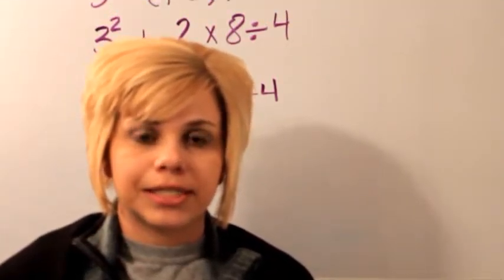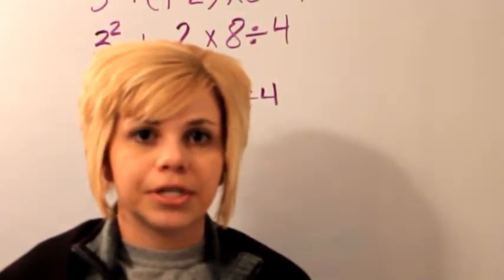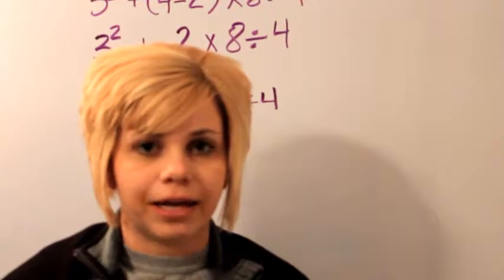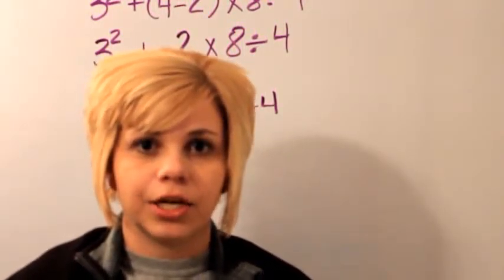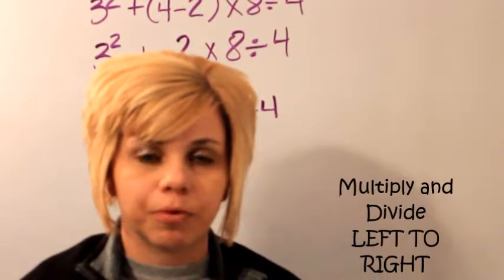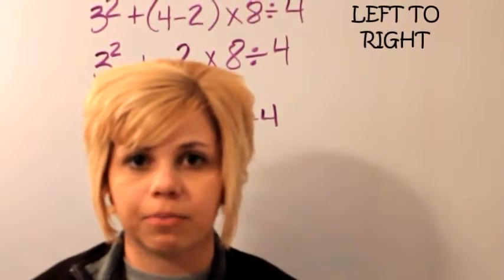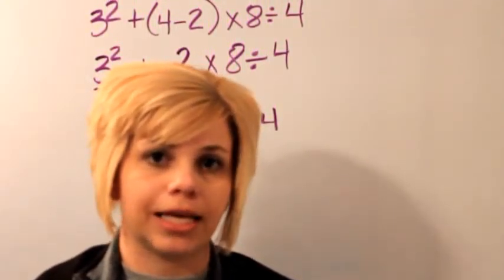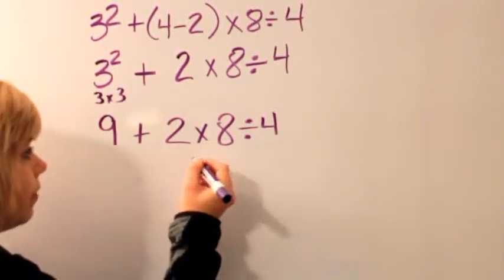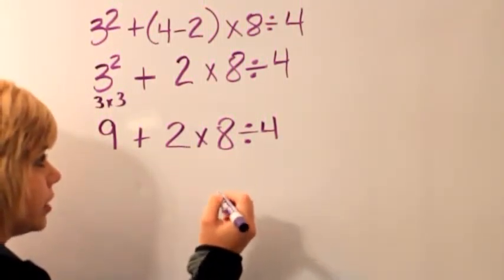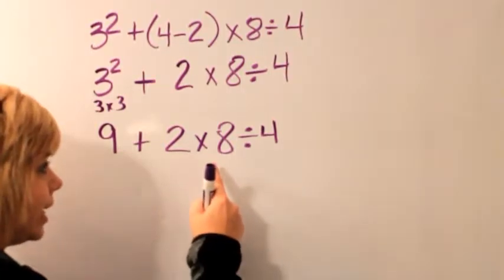Let's talk about the third step of the order of operations. The third step is to multiply and divide from left to right. You can rewrite every time you perform an operation. Just keep in mind that you're working your multiplication from the left side of the problem to the right side, just like you read. Here we're going to evaluate our 2 times 8 first. Then we'll take whatever that is divided by 4.